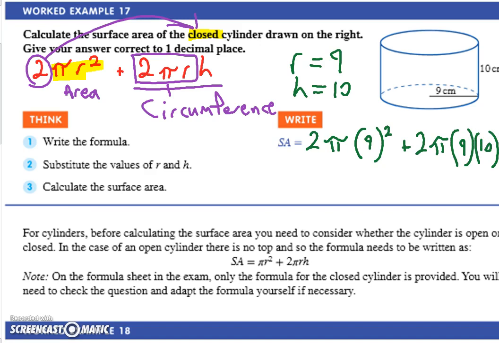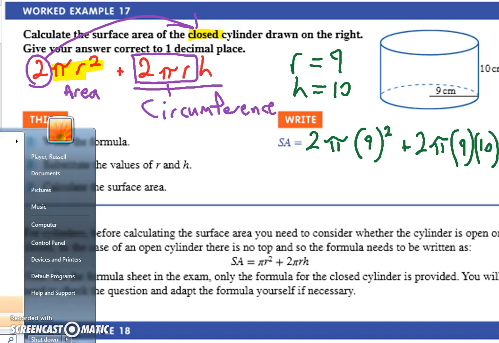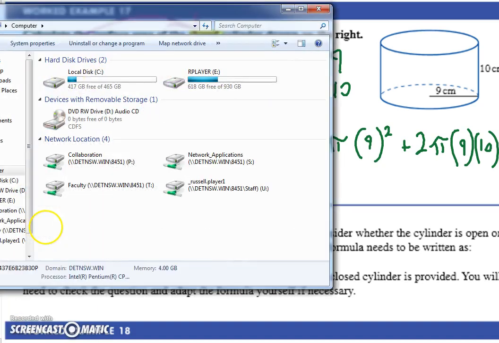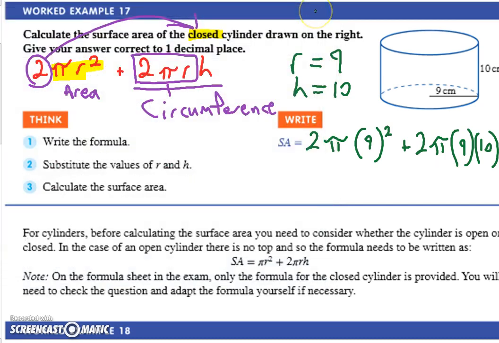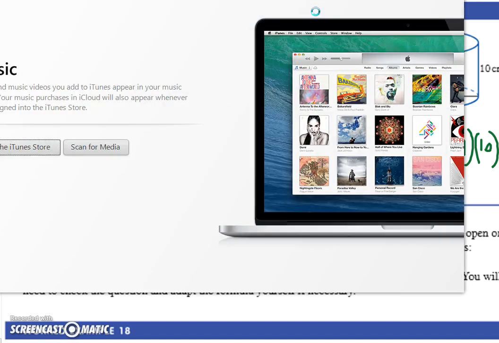Is that all right? I don't want you going high-pitched on me again. Oh, wrong button. That's audio CD. I haven't got my calculator in there. You guys will have to solve it on your lonesome. Oh, look at that. iTunes. Sorry, everybody.